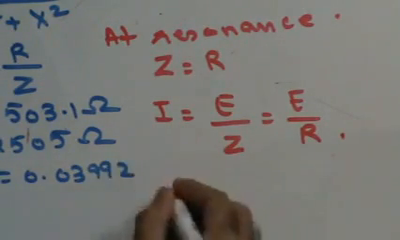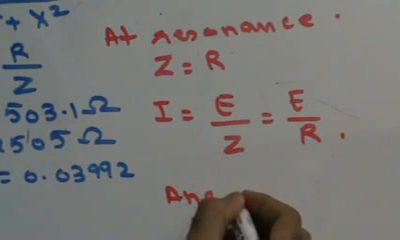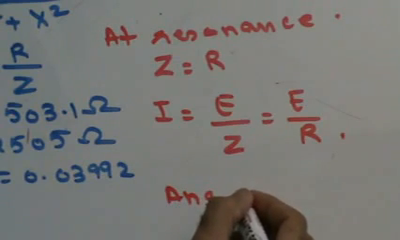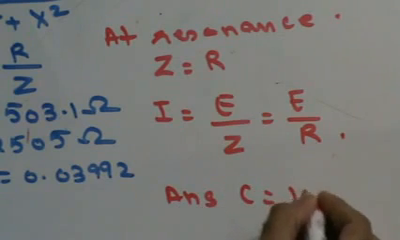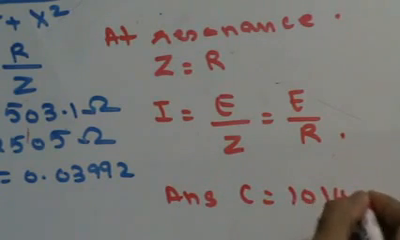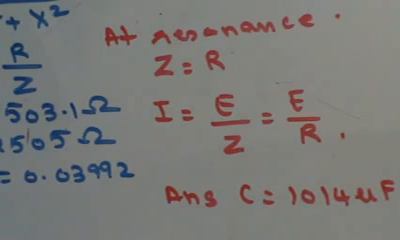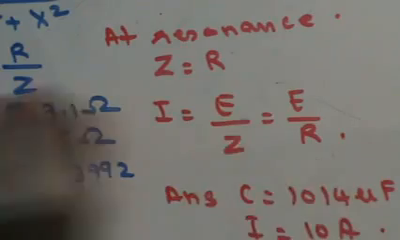The answer for this sum should be capacitance is 1014 microfarad and current is 10 amps, right?